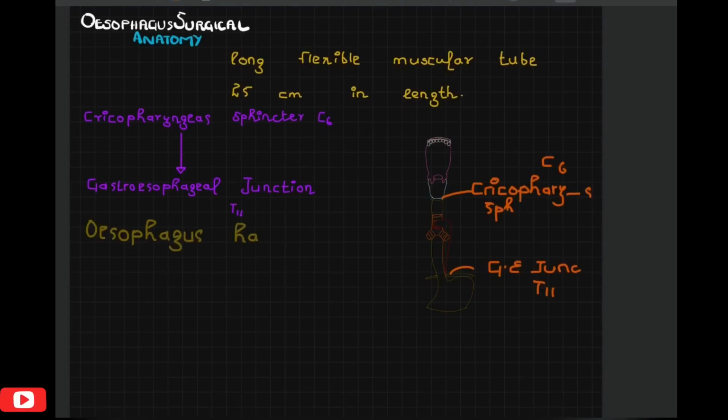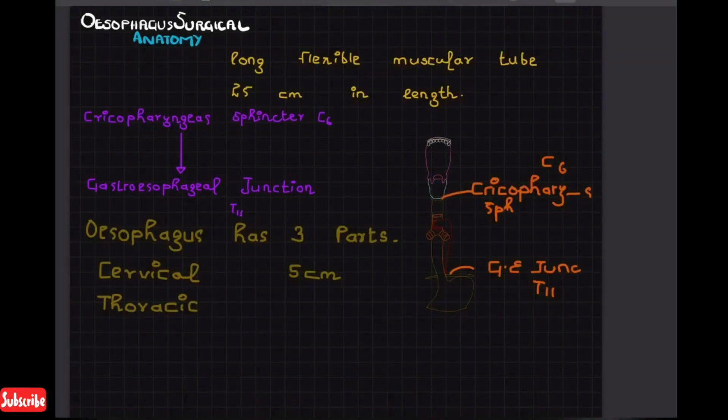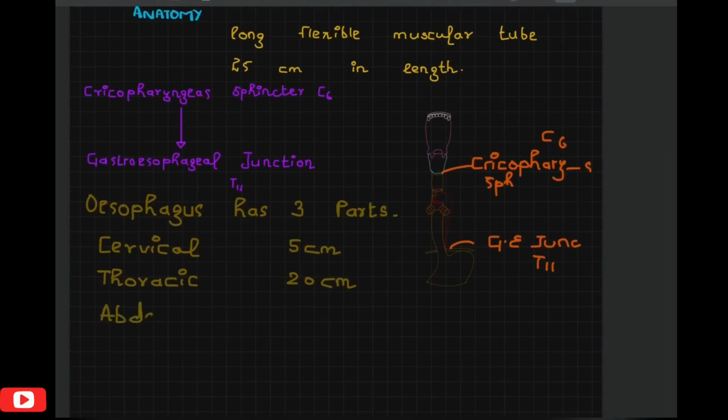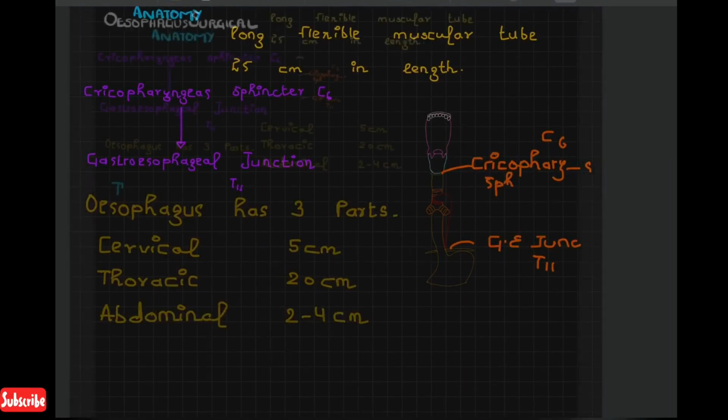The esophagus is divided into three parts: the cervical part, the thoracic part, and the abdominal part. The cervical part is 5 cm long, whereas the thoracic part, which is the longest part of the esophagus, is 20 cm long. The last part, the abdominal part, is about 2 to 4 cm long.